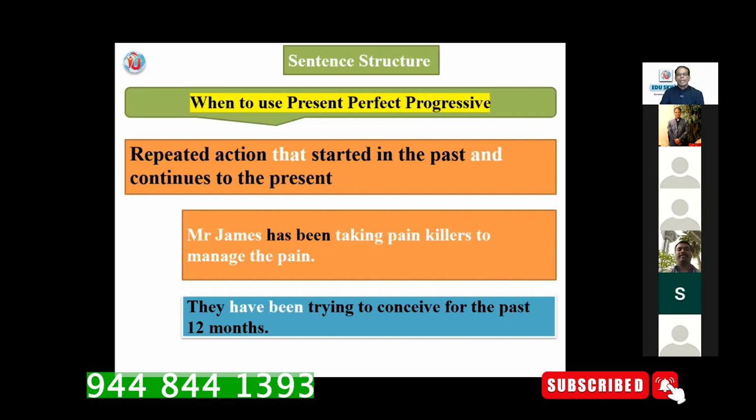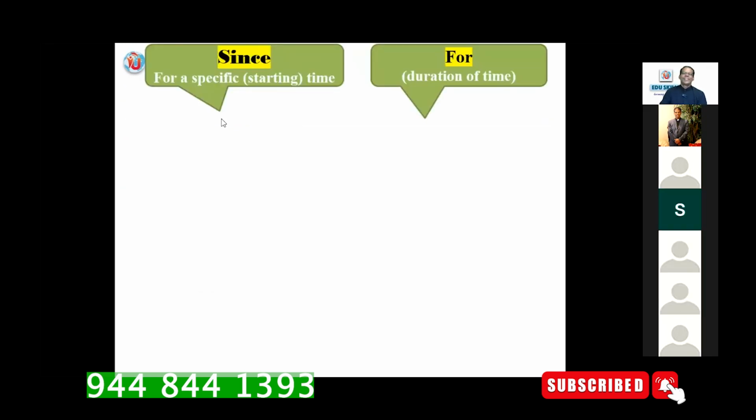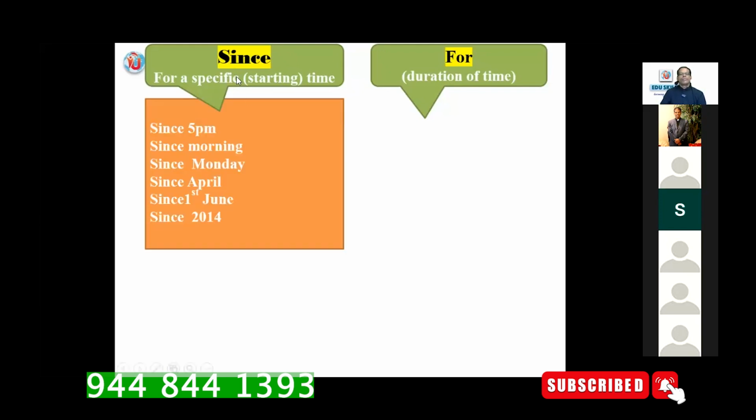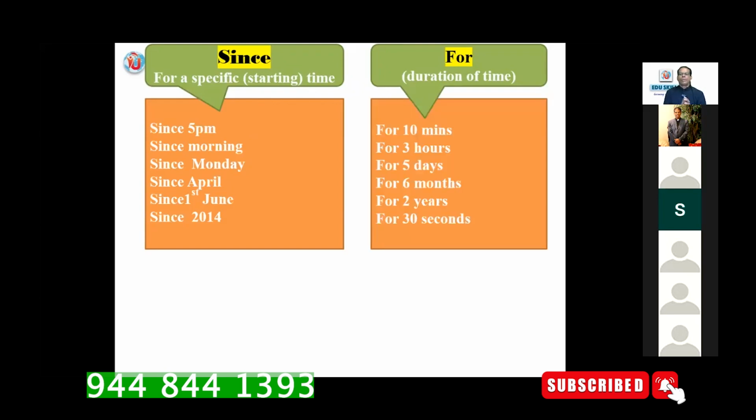If it is plural, they have been trying to conceive for the past 12 months. It means for 12 months they have been trying. They were trying, they are trying. That's the concept. And make it a point to get this one clearly in your mind too. Many of you make mistakes using since and for. Since with a specific time means there is a specific starting point. Without that, you cannot use since. For example, since 5 p.m. today or yesterday, since morning, since Monday, since April, since 1st of June, since 2014. So there is a specific starting time when you use since. For is for a duration of time. For 10 minutes, for an hour, for 20 minutes, or for 5 days, for 6 months, for 2 years, for 30 seconds.